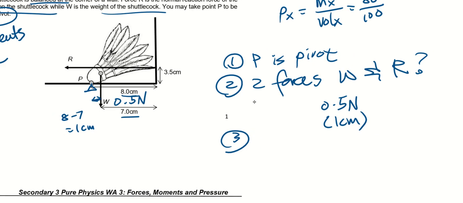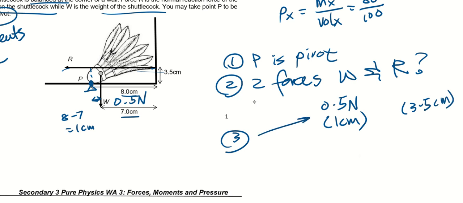So for R, it is unknown. I don't know the size of the reaction force I'm asked to find. I'm supposed to find the perpendicular distance of R. So it is actually this distance, isn't it? Pivot is here. Pivot is this point. This is the line of action of R. So this is a perpendicular distance. So the perpendicular distance for R is 3.5 cm.